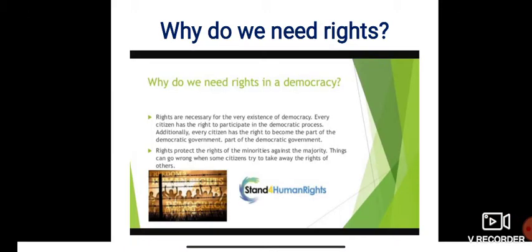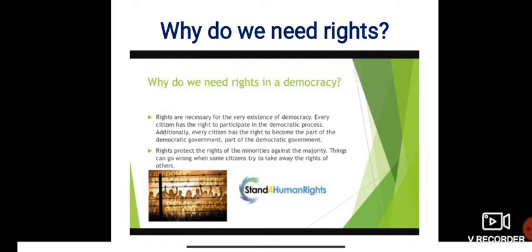Alright, coming back to why do we need rights, or why rights are necessary. See, rights are very much necessary because if you don't have rights, you cannot do anything in a society. You cannot raise your voice, you cannot fight for your own cause, you cannot voice out your grievances. Alright, so rights become very necessary, especially in a democracy.